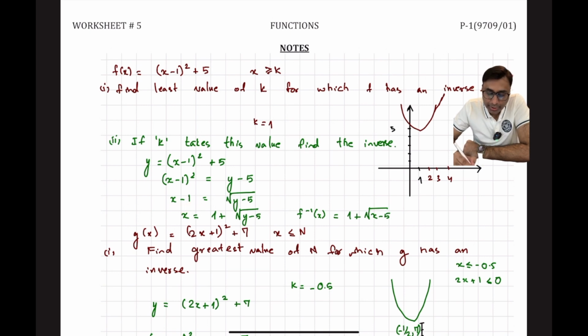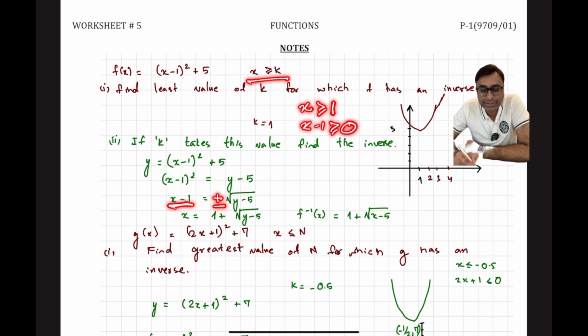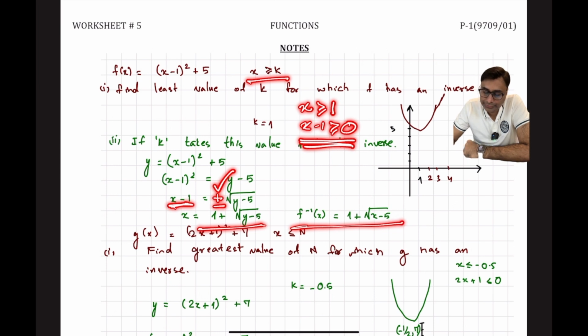When you find a square root, you know that the square root means that you have to introduce a plus and a minus sign. But since it says x is greater than or equal to k, which can also be stated alternately as x is greater than or equal to 1, or x minus 1 is greater than or equal to 0, you know that x minus 1 has to be positive. So when you get this root sign and there is an option of a plus and minus, for this particular condition, you have to take a plus sign. And then you move on, make x the subject, and find the inverse function.